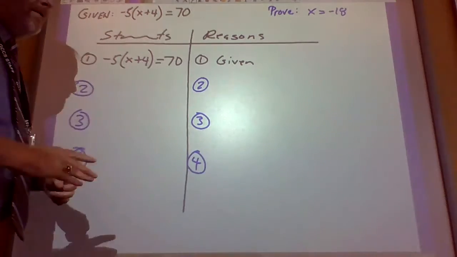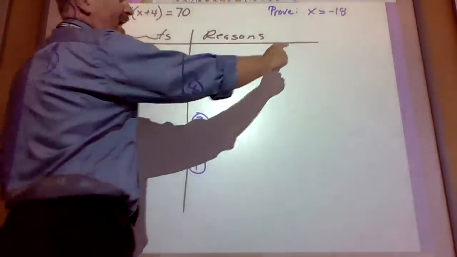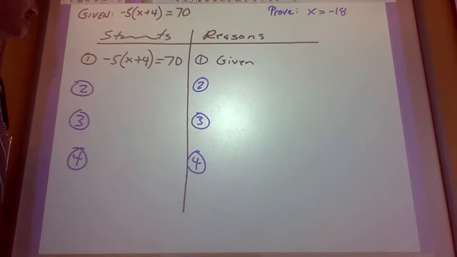All right, so enough on that. How would you solve this? And you've already got it in your head that x probably better equal negative 18, because that's what they told you.